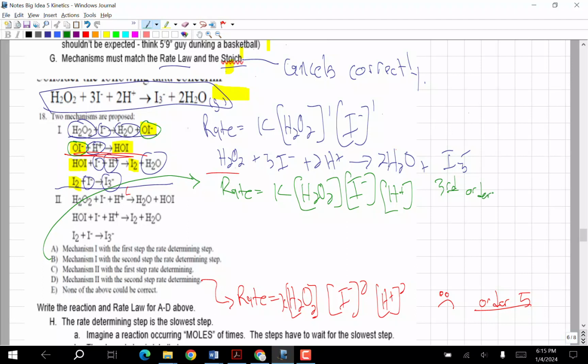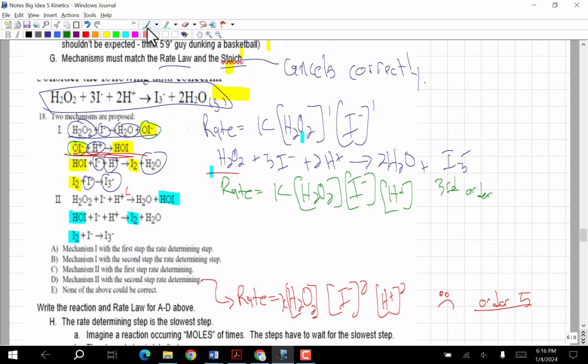Okay. So then let's take a look at mechanism 2 and see if it will fly. So the stoich we already found out matches. So let's see if the stoich will match on this one too. Change my highlighter a little bit. Okay. So let's see here. HOI we know isn't going to be there. HOI is going to cancel out. I2 is going to cancel out.